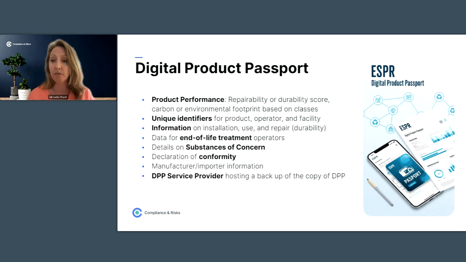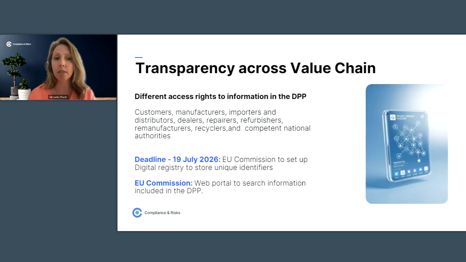It'll also have certification information, such as your declaration or certification certificates, information on the manufacturer and importer, and also the DPP service provider hosting a backup copy of the DPP. So all this information is going to be contained in the digital product passport. The idea is it's going to create transparency across the value chain. There will be different access rights depending on who needs to use the information, and different confidentiality levels similar to the battery passport. So if you're a consumer, manufacturer, repairer, refurbisher, recycler, or a competent authority, there will be different access rights to what information you can get to.